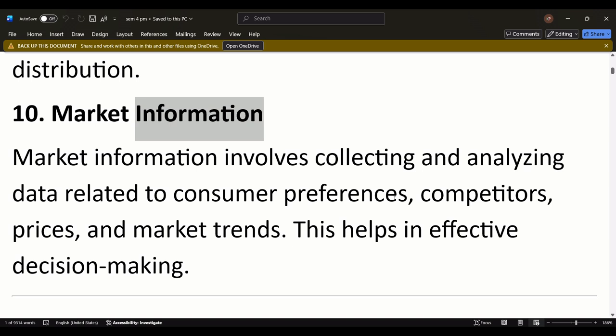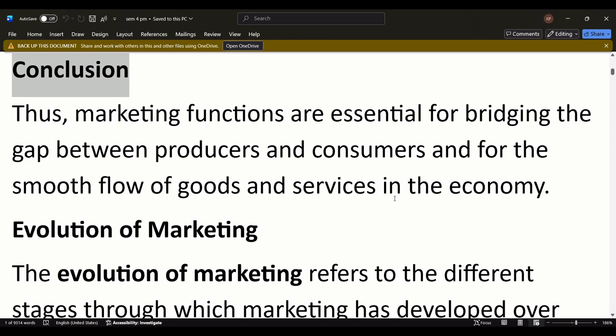10. Market information. Market information involves collecting and analyzing data related to consumer preferences, competitors, prices, and market trends. This helps in effective decision-making. Conclusion. Thus, marketing functions are essential for bridging the gap between producers and consumers and for the smooth flow of goods and services in the economy.